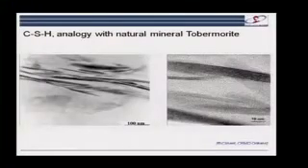And here are some electron micrographs. I think this one here is tobermorite, which is quite well organized. This is CSH. You can see there's still the idea of layers, but they're more disorganized.